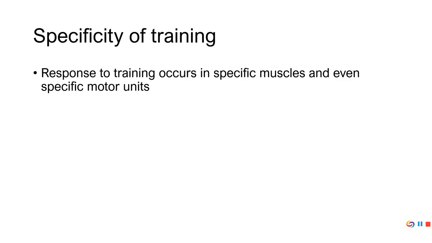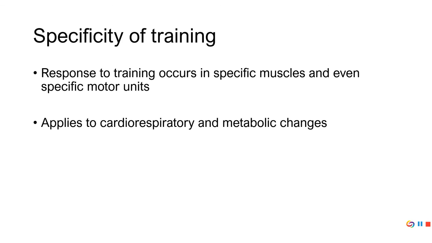So what happens is when you train, these motor units become trained, and you're actually training specific muscles and specific motor units. And so this causes specific cardiorespiratory and metabolic changes. These are things that we talked about in the last class period, where we were talking about limitations to VO2 max, right? So you're going to have certain changes in your respiratory system or your cardiovascular system, or even within your muscle.